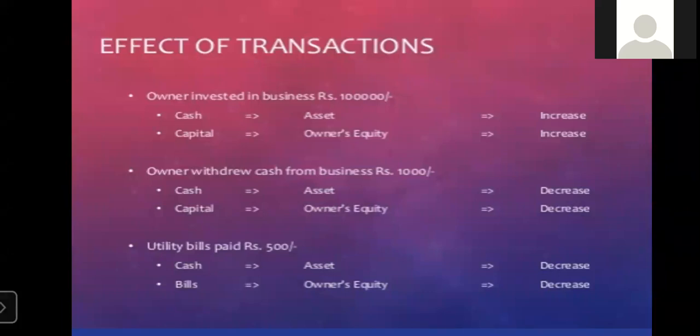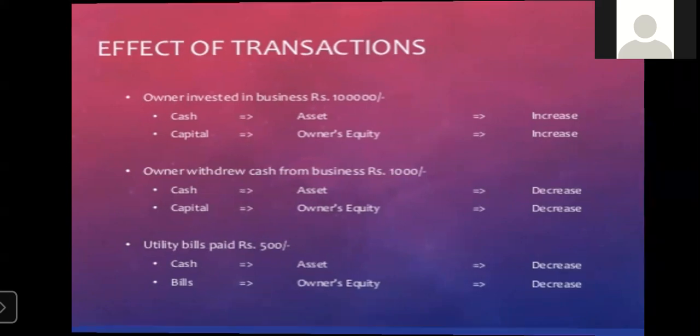Effects of transactions. Owner invested in the business rupees 1 lakh. Cash is an asset, capital is owner's equity. Both will increase. Owner withdraws cash from business rupees 1,000. Cash is an asset, capital is owner's equity. Both will decrease. Utility bills paid rupees 500. Cash is an asset and bills affect owner's equity, so both will decrease. Now move to our next slide.